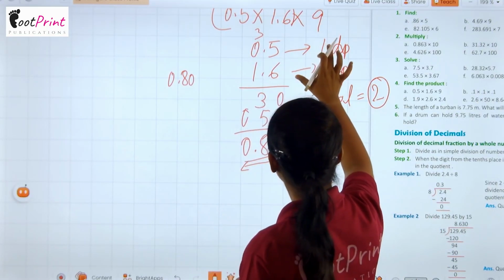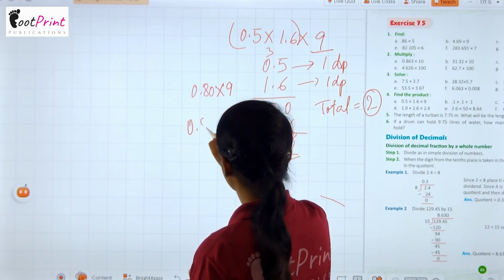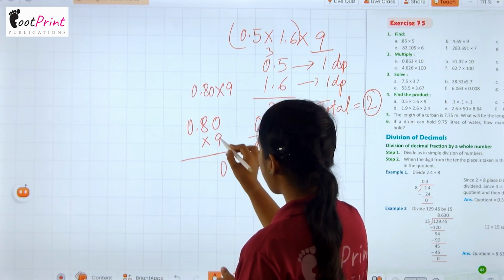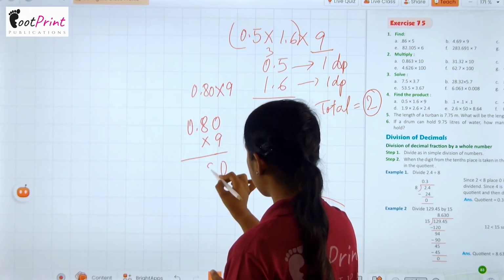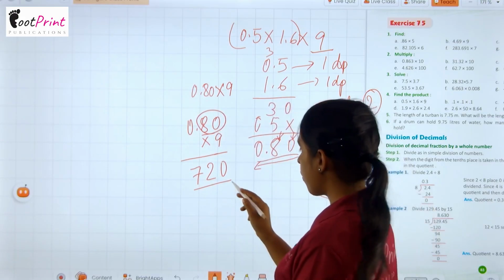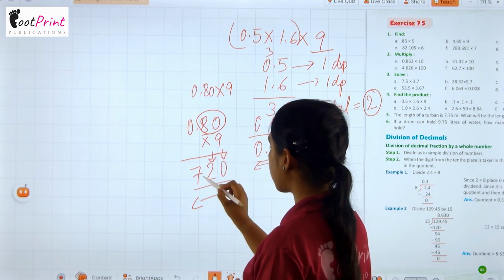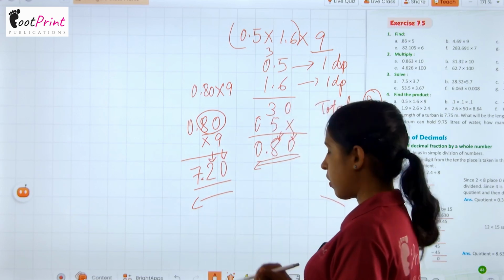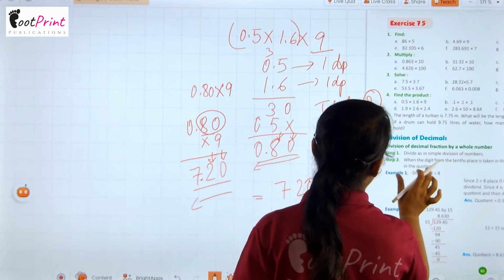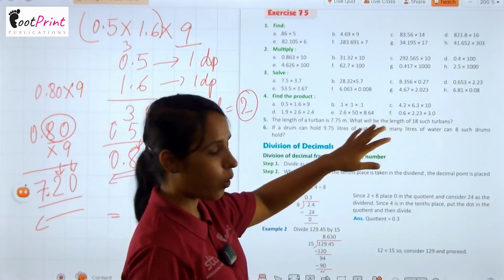So now we have 0.80. Now we will multiply it by 9. Okay, so 0.80 multiplied by 9. We get 9 0s are 0. 8 9s are 72. So here we have 72 and the decimal places are 2. So from right to left we count 1 and 2 places and then put the decimal. So we have the answer 7.20. Okay, so in this way you can solve these options also.